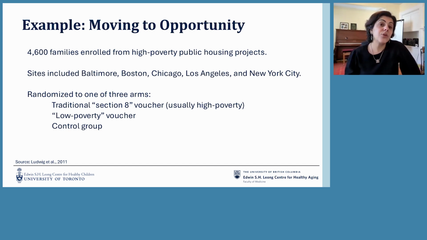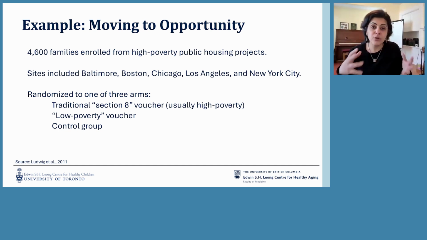So participants could either receive a traditional Section 8 voucher, as they're known, and these vouchers allow people to move into privately owned property whose owner has agreed to participate in this government program. And these are typically housing settings in high poverty neighborhoods. The second arm received a voucher to move into privately owned property, but specifically one which was in a low poverty neighborhood. And then the third arm was the control group that continued to live in public housing, didn't get any vouchers.